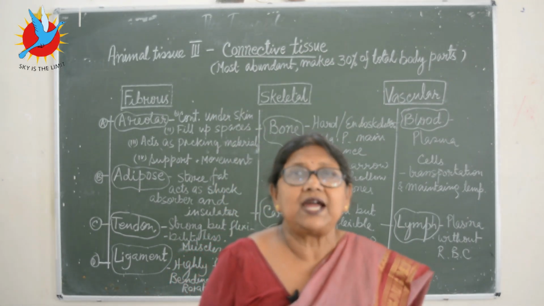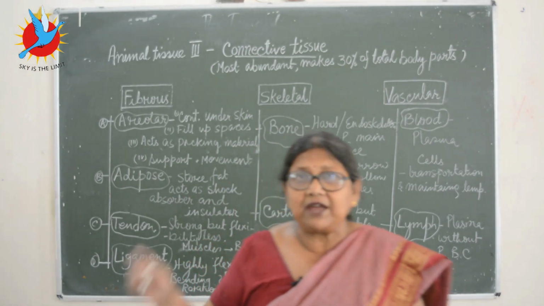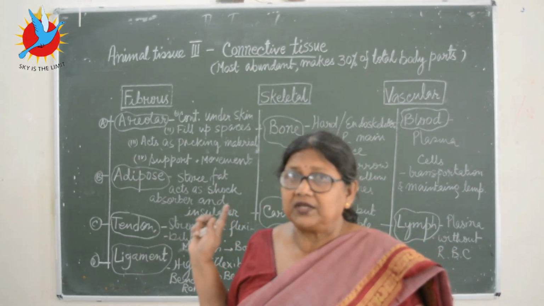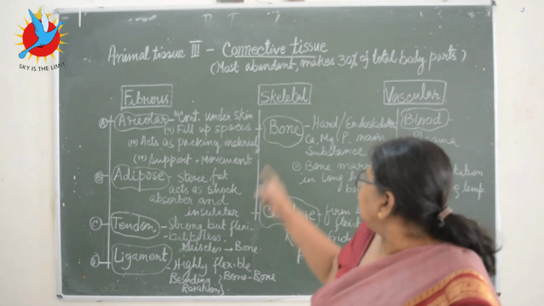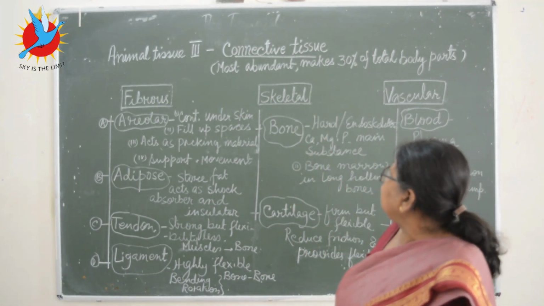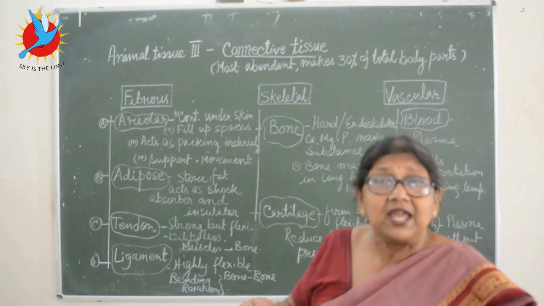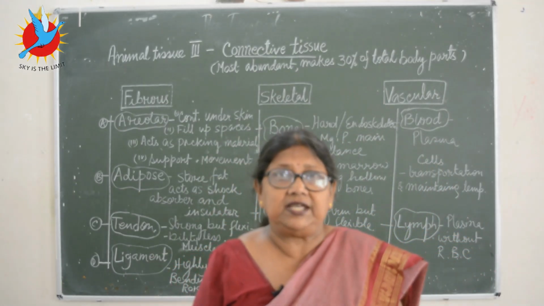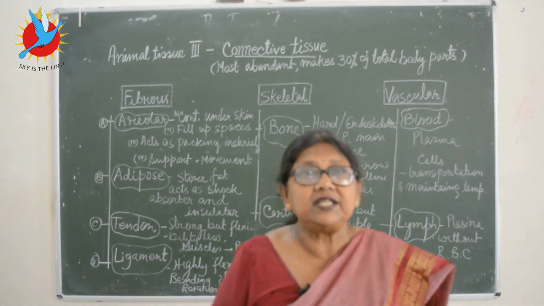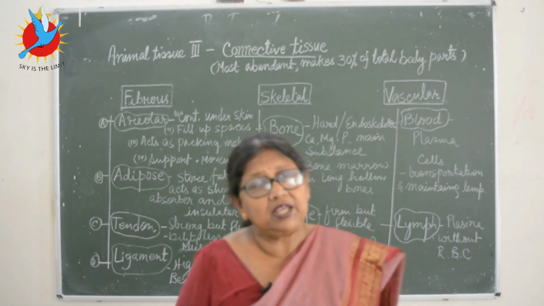So today we start the connective tissue. I've already got the chart for you, so you follow the chart also. Which tissue is called the connective tissue? From the name only you can make out. Connective means it is connecting. Connecting what? Connecting the different organs, different parts of the body.